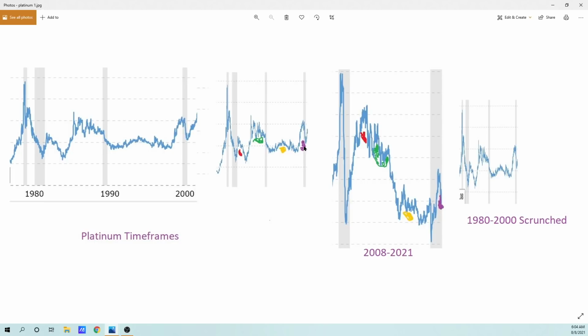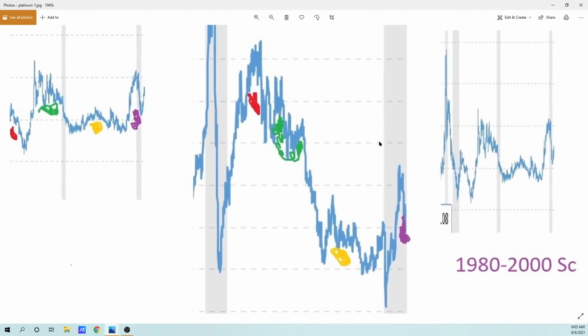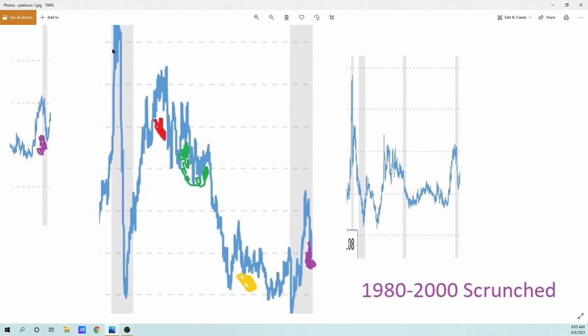The purple's the purple. This is another one, the 1980 to 2000 scrunched up. These two are the same pattern. I scrunched it up even more to show you what it looks like. And I'll zoom in and show you how similar these patterns are. The only difference is this movement here is scrunched up together versus apart like this one is. And then it all comes to a point, and drops down.